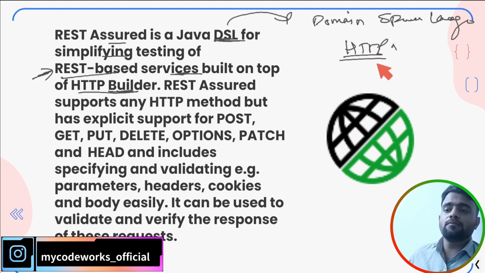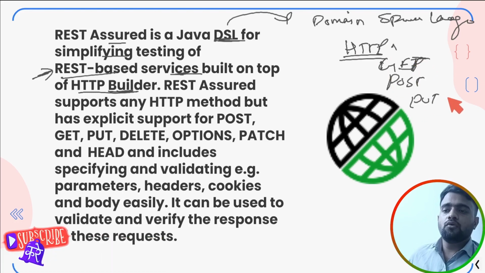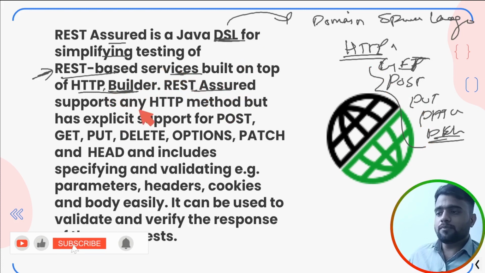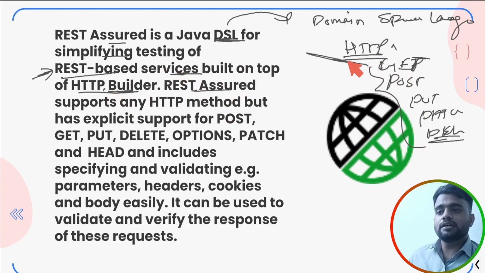If you say HTTP, it means we have GET, POST, PUT, PATCH, DELETE. These are the HTTP methods. So they are building things on the HTTP Builder, right? REST Assured supports any HTTP method. Basically, these are the methods that REST Assured supports: GET, PUT, DELETE, OPTIONS, PATCH, as well as HEAD.